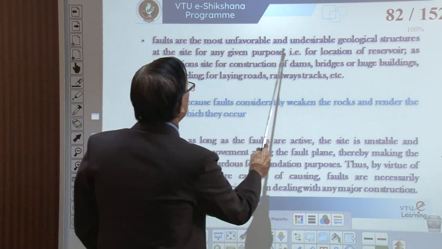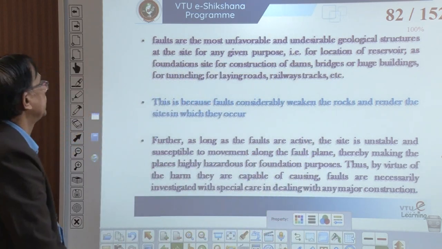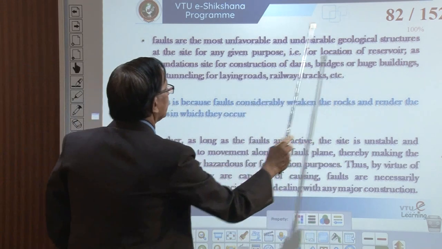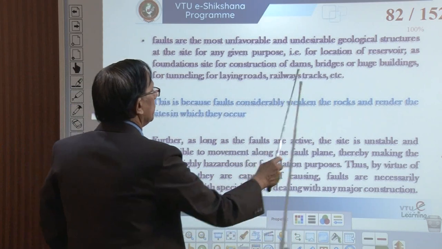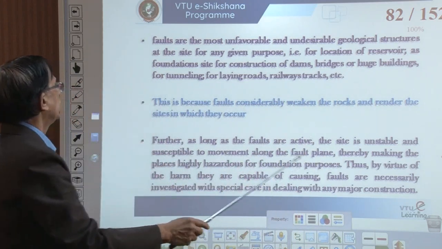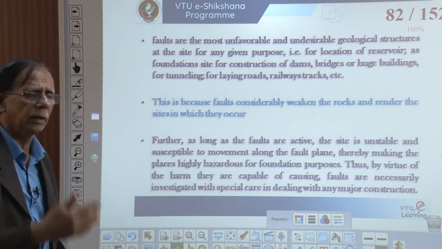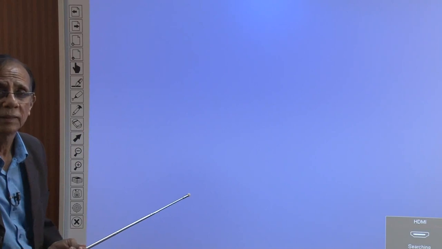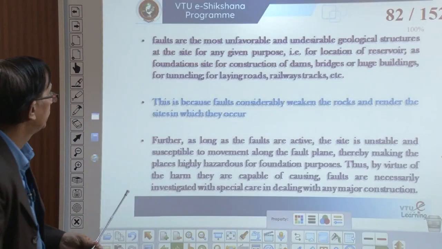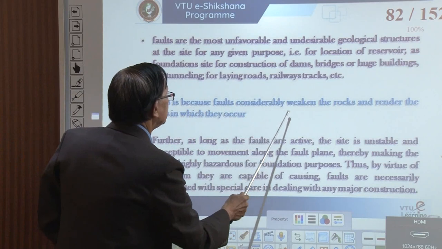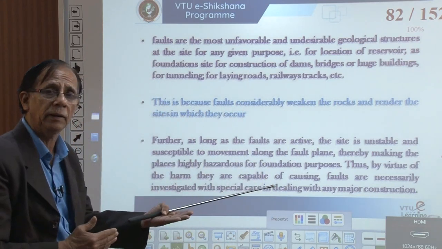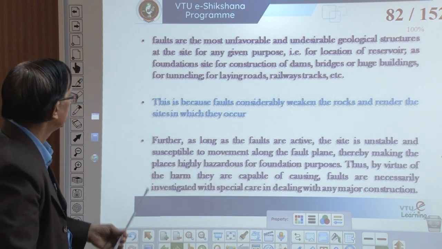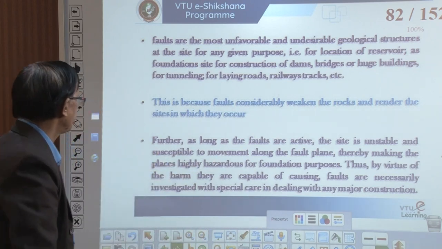Faults are the most unfavorable and undesirable geological conditions at a site for any given purpose, for location of a reservoir, foundation for a dam or a bridge or a huge building, for tunneling, or for anything, railway, etc. I have shown the photograph of how a railway line is twisted, we have seen. This is because faults considerably weaken the rocks and facilitate movement, dislocation, displacement; then everything is possible.